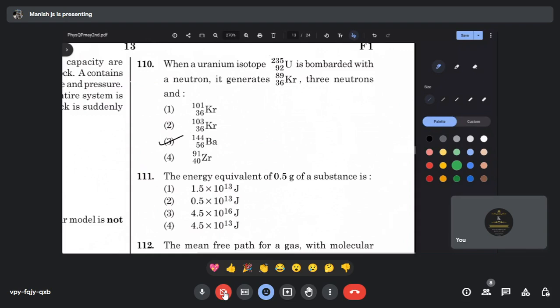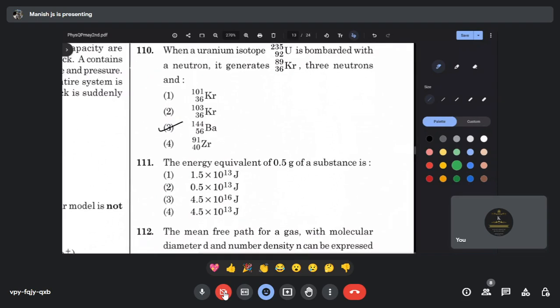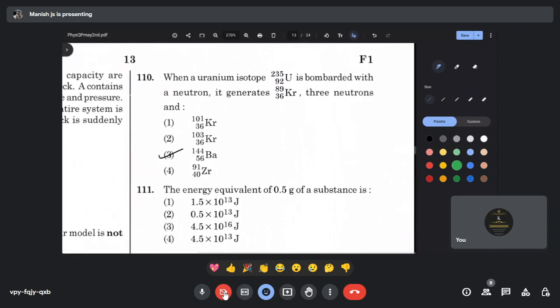And 144, how do you verify it is 144, since you have said 56? Again, it is the sum of the mass numbers on both the sides. So you would get 236, because you consider that neutron also, which has a unit mass. So 236 minus 92 would give you 144. So that is the reason option 3 is correct. Fine, easy. You can directly relate the mass numbers and find this out also. Simple.